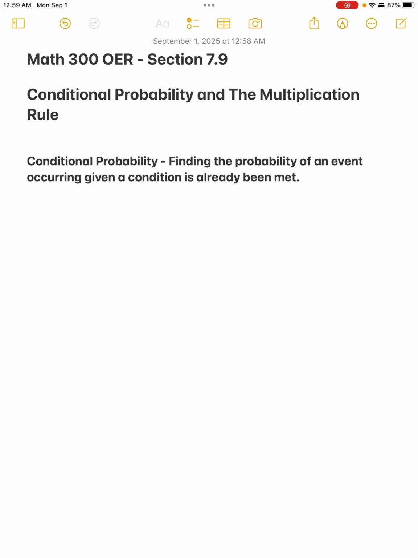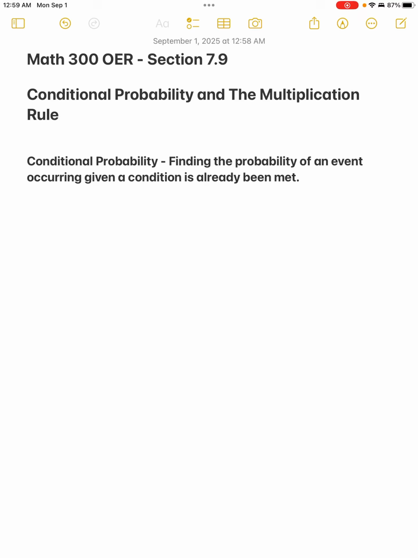Welcome to section 7.9. This section is entitled Conditional Probability and the Multiplication Rule. So this is going to extend us a little bit farther in our study of probability. So far we've learned basic probability. We've looked at some odds associated with that. We've also looked at the OR probability. And then this is going to extend us a little bit farther as we look at conditional probability and what they're going to call the multiplication rule.